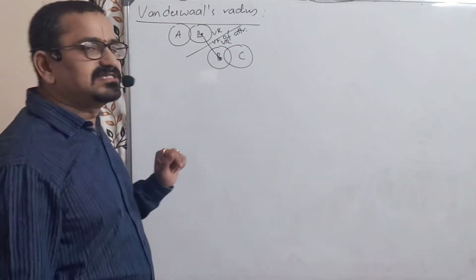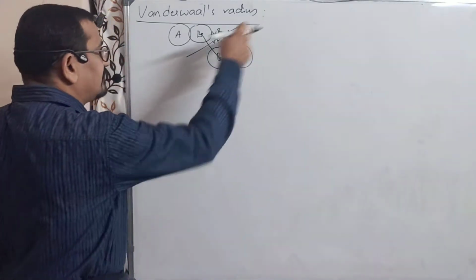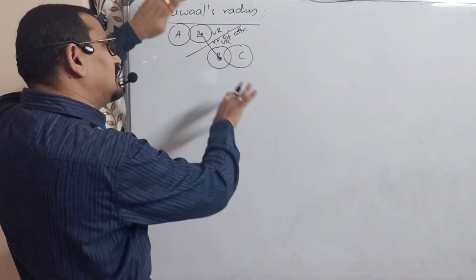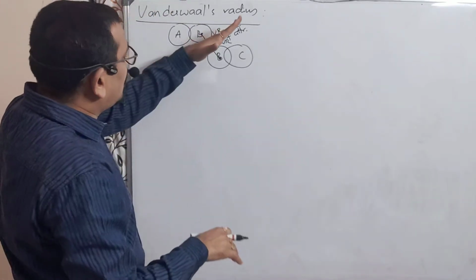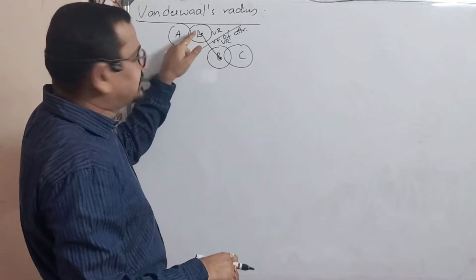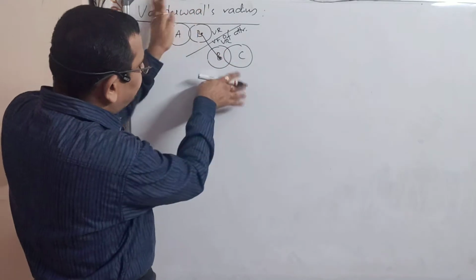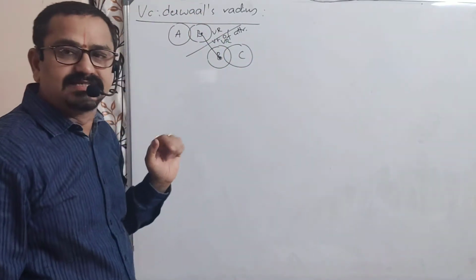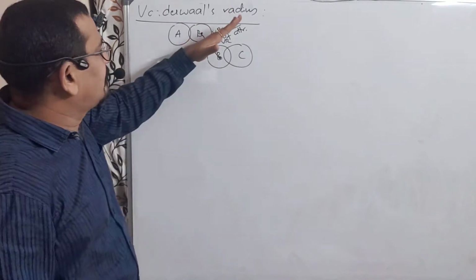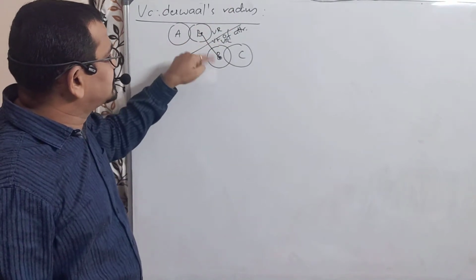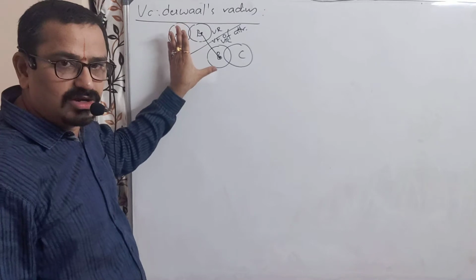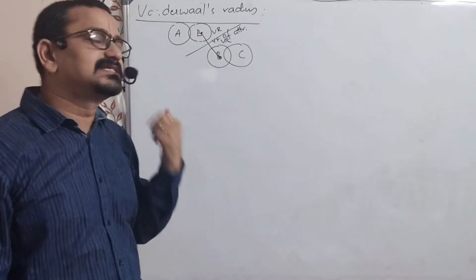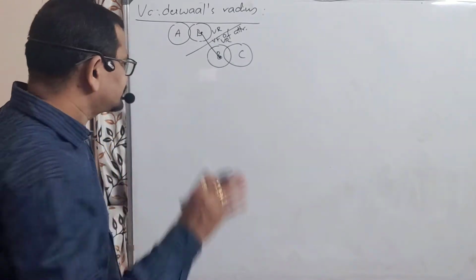So what is the van der Waals radius definition? Half of the internuclear distance of two atoms of different molecules. I am repeating: half of the internuclear distance between two atoms of different molecules held by weak van der Waals forces is said to be its van der Waals radius.